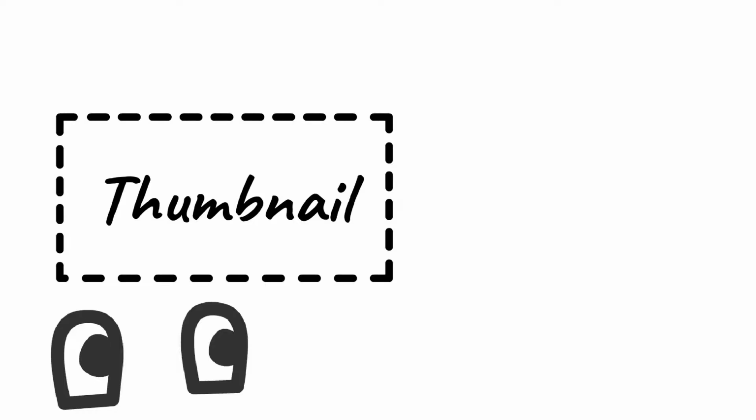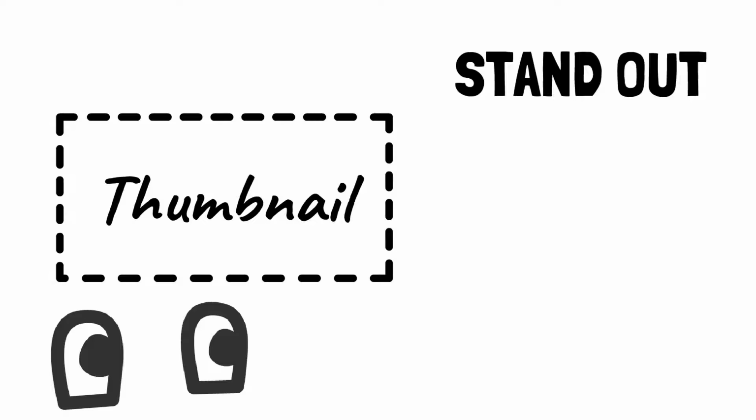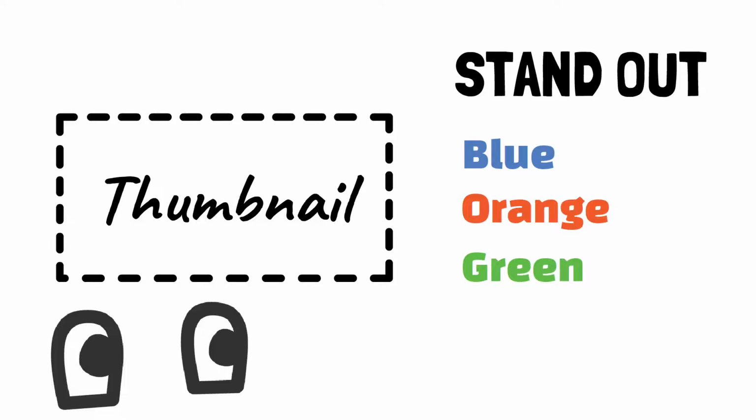The thumbnail should be eye-catching and should stand out. You can make your thumbnail stand out by using these 4 colors: blue, orange, green, and yellow. These are the colors that are going to make your thumbnail stand out.